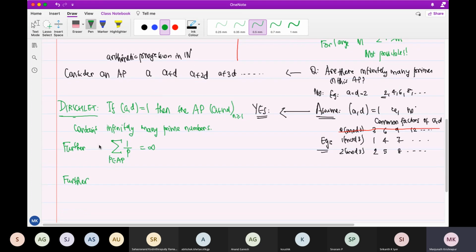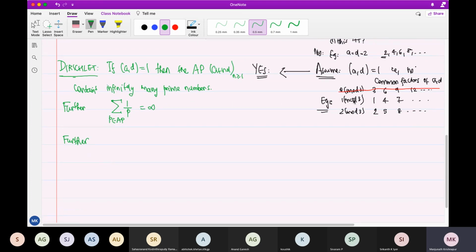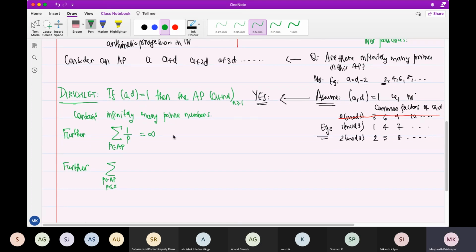So the further statement that Dirichlet proved is not only that there are infinitely many primes here. I'm just saying for 1 mod 3, but you can think of more general situations. For 1 mod 3 and 2 mod 3, not only are there infinitely many primes, there are an equal number of primes. So what does that mean? That means if you take p less than or equal to x. What is it for this?